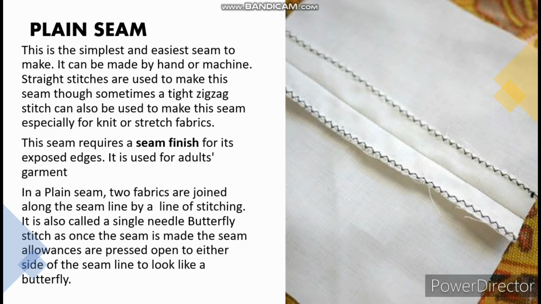Once the seam is made, the seam allowances are pressed open to either side of the seam line to look like a butterfly. What we are saying is that after you finish it, you press the middle side. By the time you press it, that gives us a look, from the picture, like a butterfly. So that is what we mean by the seam allowance. When you press it down, you press it to one side and the other side. At the end of it, it will look like a butterfly.